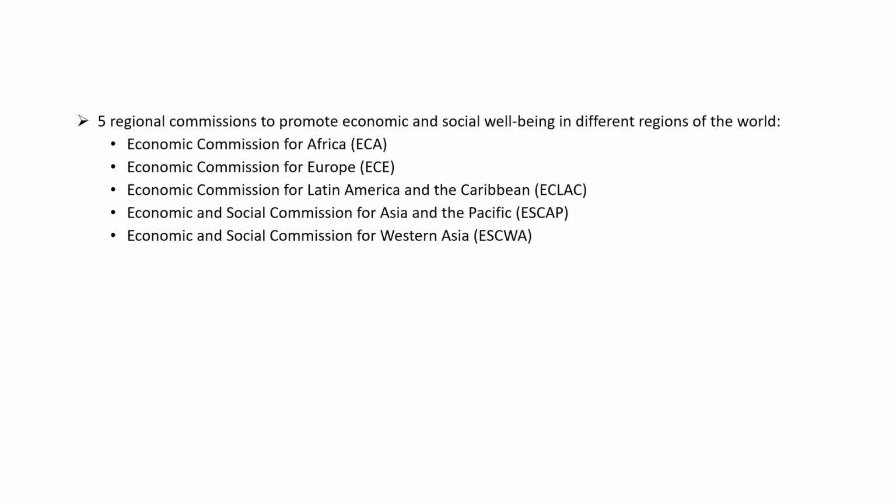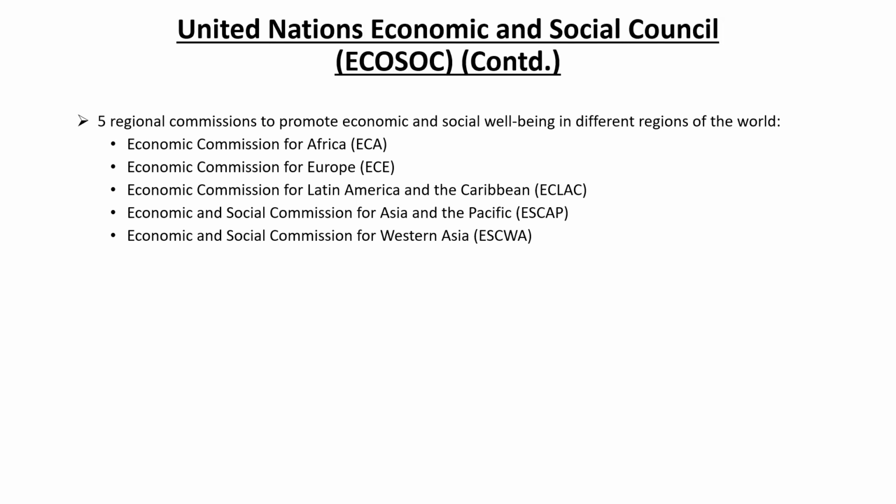The ECOSOC also has 5 regional commissions to promote economic and social well-being in different regions of the world. These are Economic Commission for Africa, Economic Commission for Europe, Economic Commission for Latin America and the Caribbean, Economic and Social Commission for Asia and Pacific, Economic and Social Commission for Western Asia.